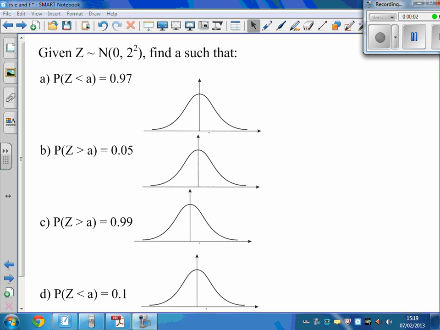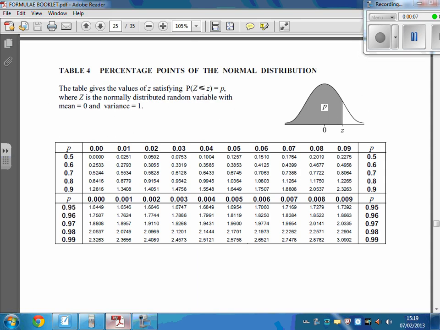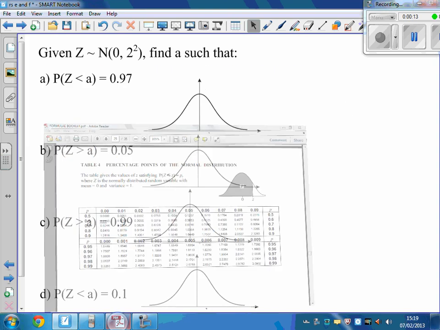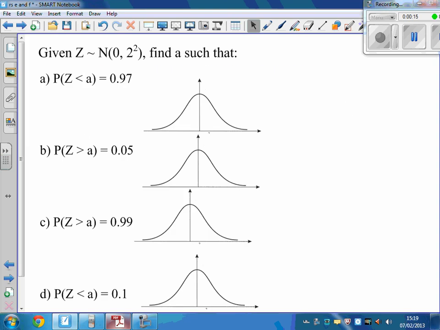Question 3, we're now going backwards, so we can't use our calculator anymore. We're going to need to use our normal distribution tables from our formula book or the back of our exercise book. That's the page we're looking for. Have that ready. And again, we've got to draw some pictures.